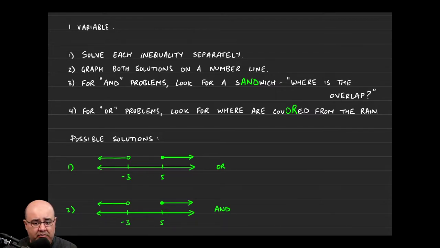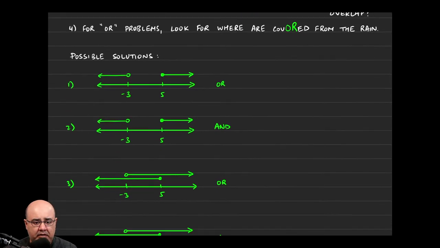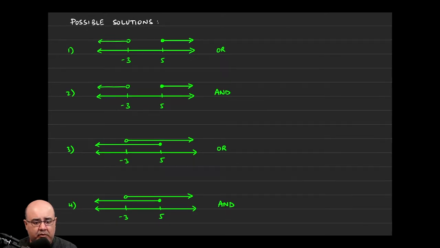Whereas for OR problems, if it's an OR compound inequality, compound just means two of them together. And it could be more, but in this course, we're just worried about two. So for OR compound inequalities, we're looking for where we are covered from the rain. Again, if I spell covered incorrectly, hopefully you see that it's just a memory aid. But for OR problems, we're looking for where are we covered from the rain. So let's see what that really means before we start solving problems.